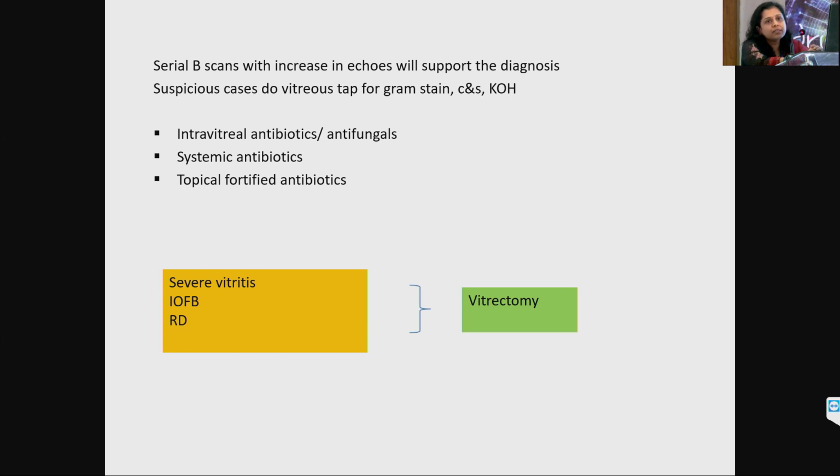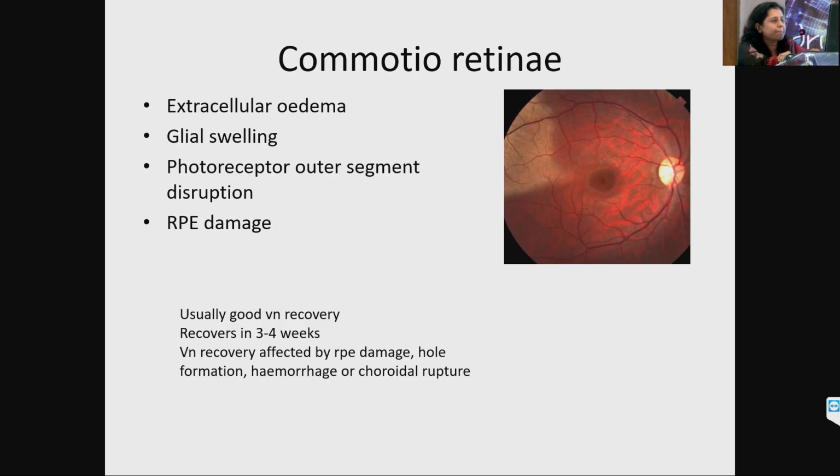And whenever there is any kind of suspicion, always go for a vitreous tap with a gram stain, KOH and culture, and treat accordingly. And early vitrectomy is indicated when there is severe vitritis with IOFB and RD. Now after these bloody complications, we will just move on to common complications.